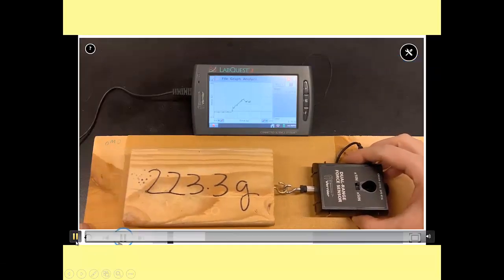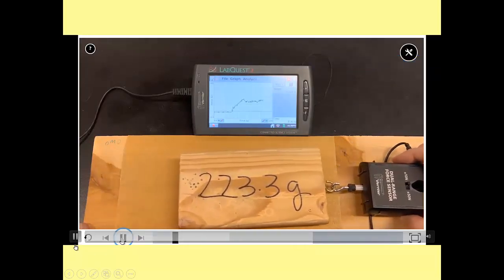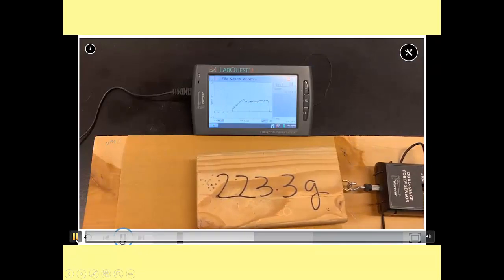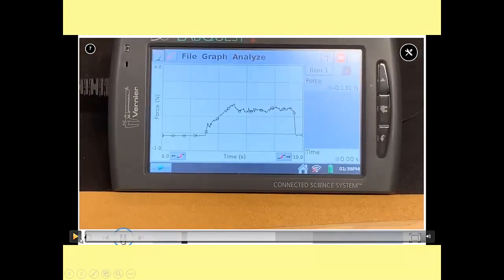Right, they're going to pull this at constant velocity across the table as close as they can. And then they're going to zoom in on this. Now, you will notice some distinct parts to this. First off, notice the scaling. This is -1 Newton, so this must be 0, 1, 2, 3, 4.